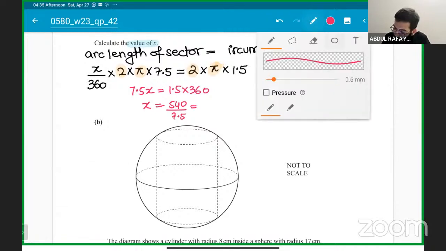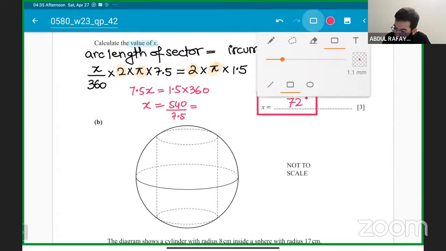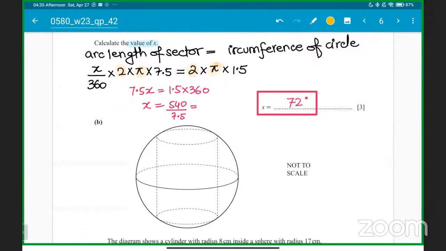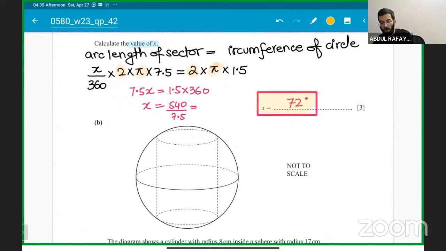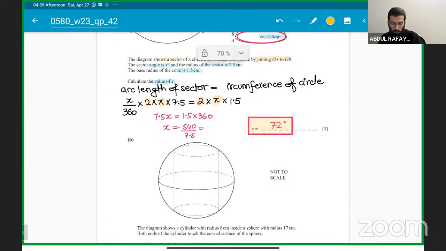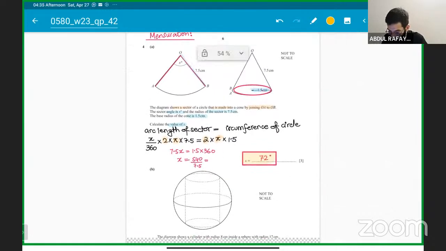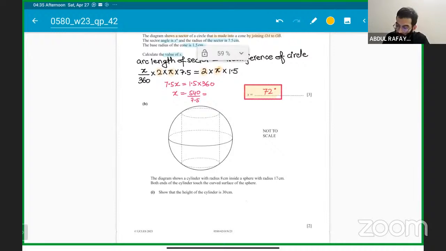Okay, everyone got it? No doubts, right? Make sure, I'll repeat my point again, do revise this paper before going in the exam, which means one day before you should revise this exam paper. Especially question number 4, the mensuration question. So this is coming 72 degrees.